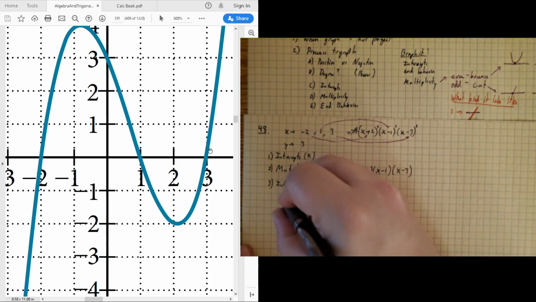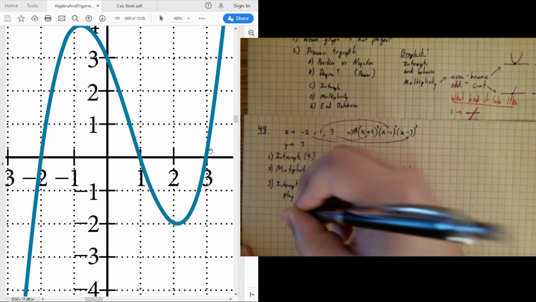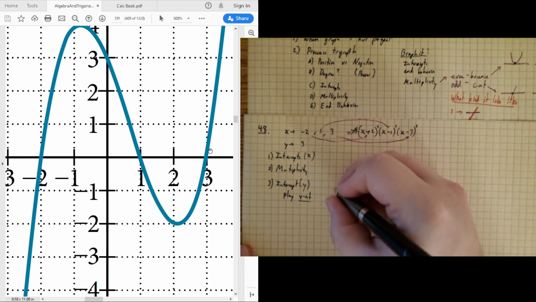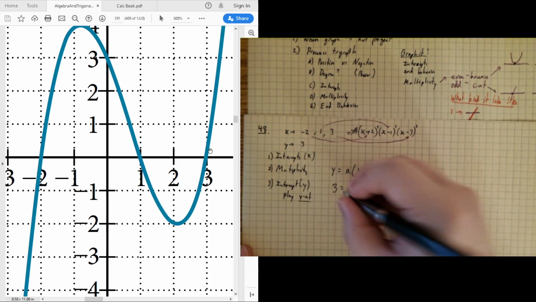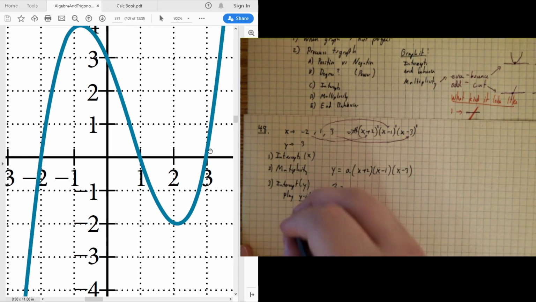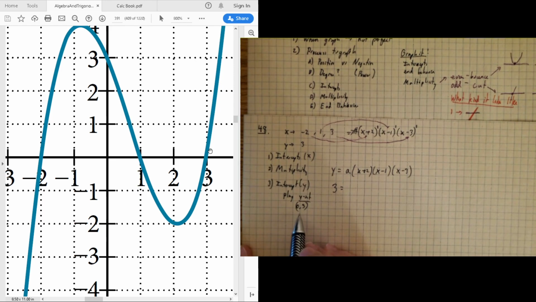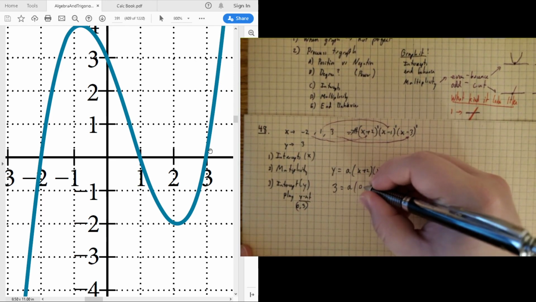I'm going to plug in the y-intercept now. The y-intercept here is 3. That means the y value is 3. When the y value is 3, if it's the y-intercept, remember it's (0, 3). Which tells me that the x value is 0, meaning everywhere there's an x, I should have a 0.